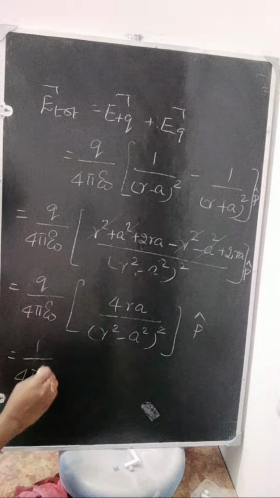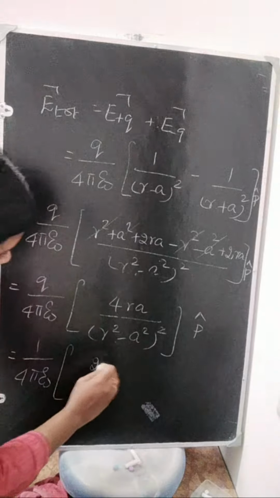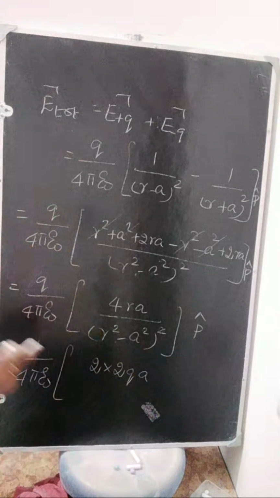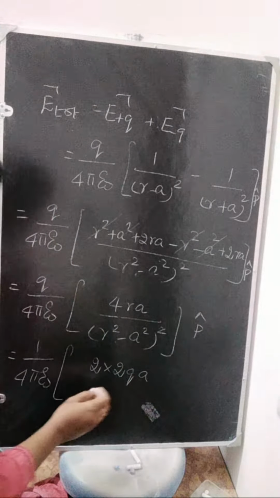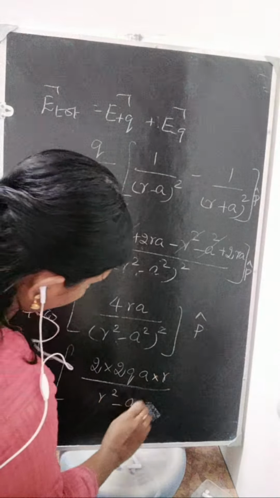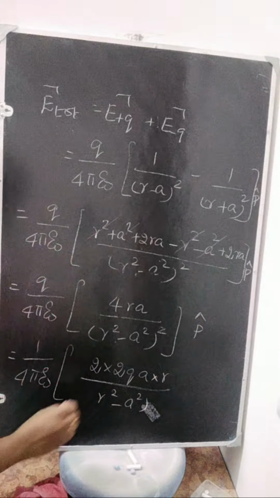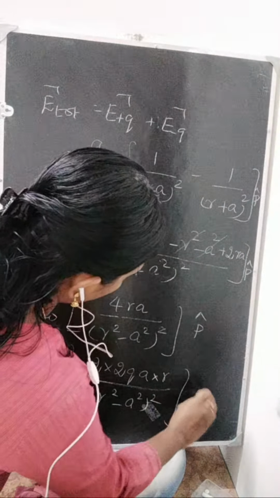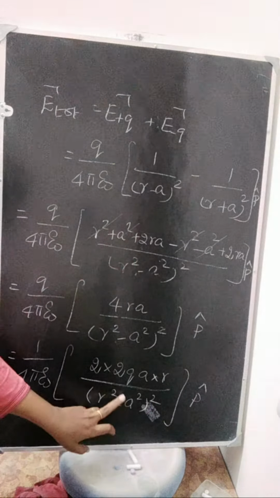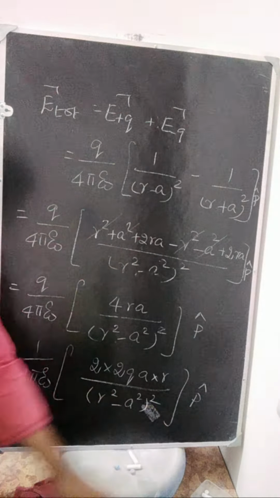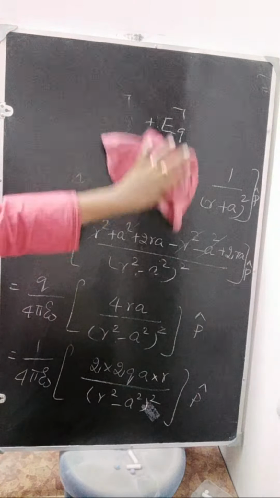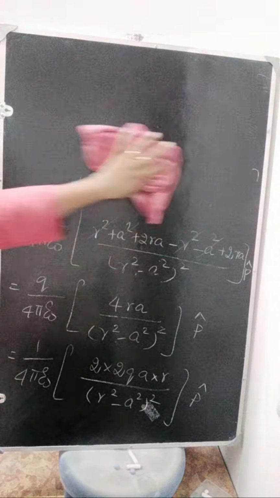1 by 4 pi epsilon naught 2 into 2qa. Q I have taken inside the bracket. So 2 into 2qa into r divided by r square minus a square the whole square into p cap. Next what we have to do? Consider that r is very much greater than the a value.